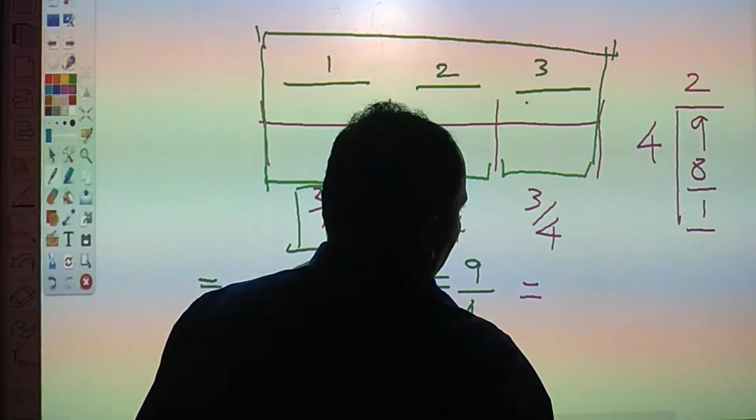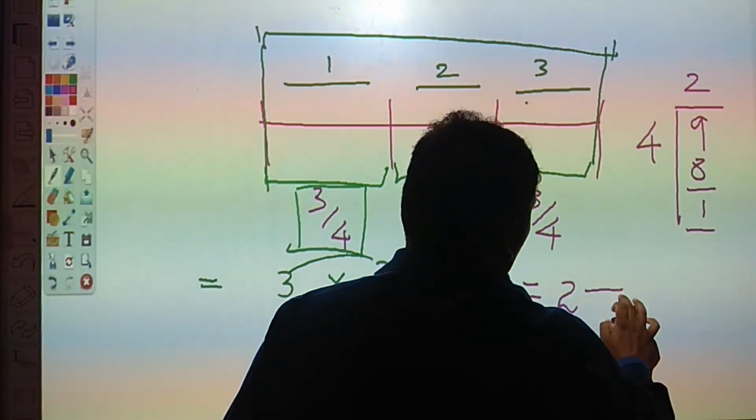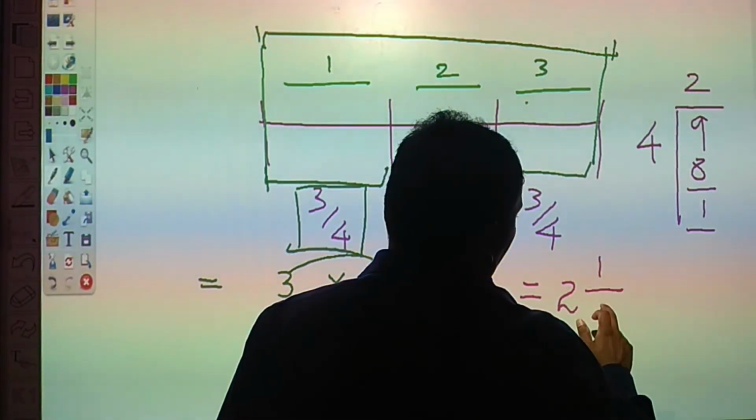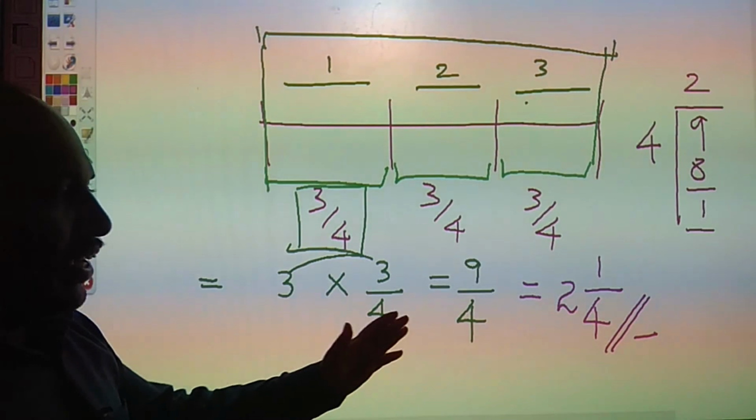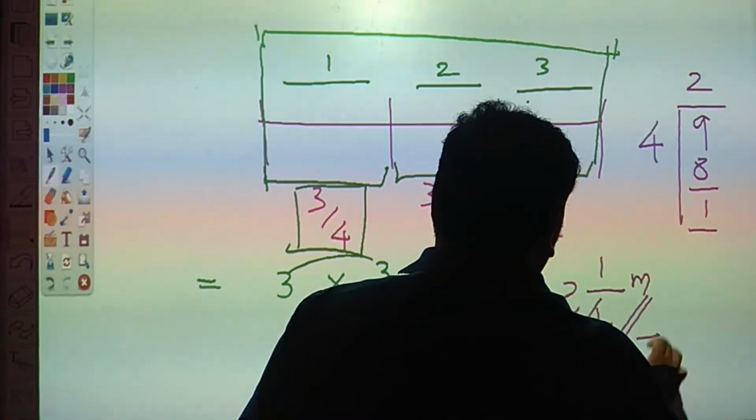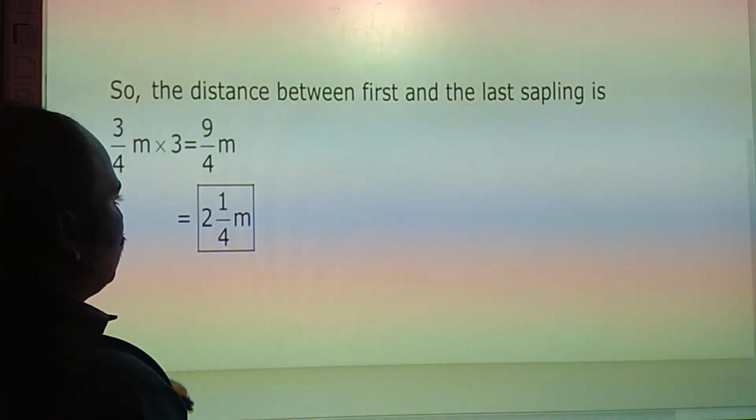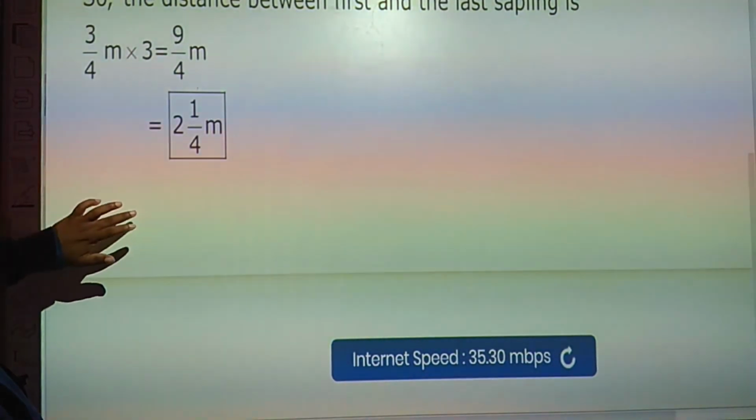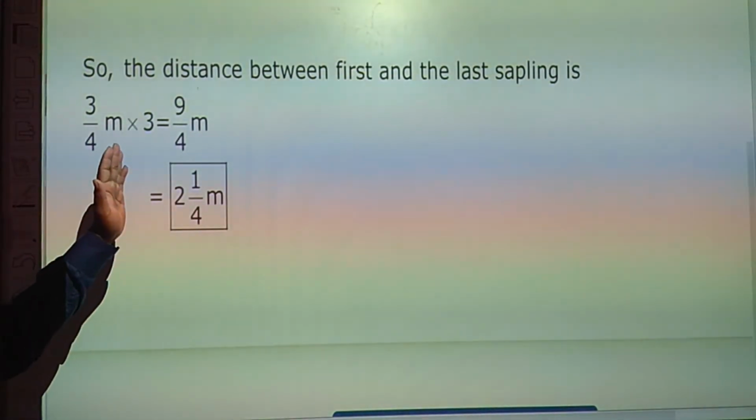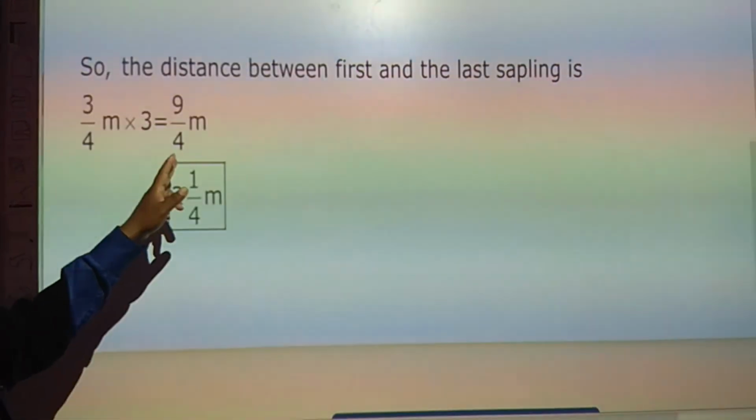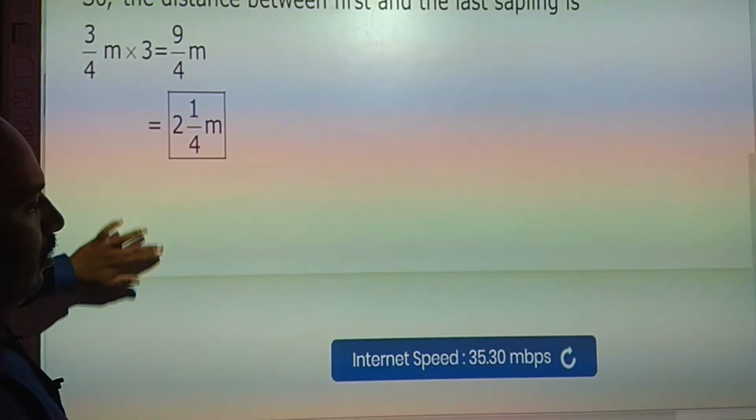We convert to the mixed fraction. Quotient 2, remainder 1, divisor 4. So total distance is 2 into 1 by 4 meter. So the distance between the first and the last sapling is 3 by 4 meter into 3, 3 3s are 9 divided by 4 meter, which is equal to 2 into 1 by 4 meter. The next one.